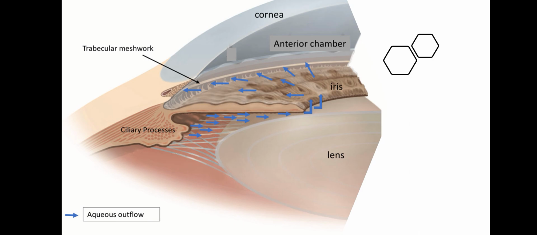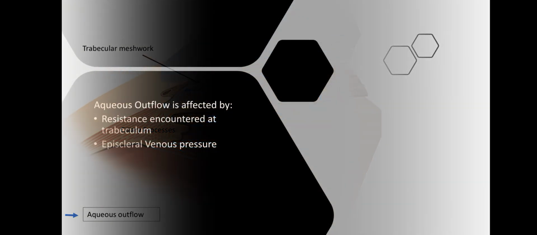As you can see, there is a trabecular meshwork, iris, anterior chamber, showing the aqueous outflow. Aqueous outflow is affected by resistance encountered at the trabeculum and by episcleral venous pressure.